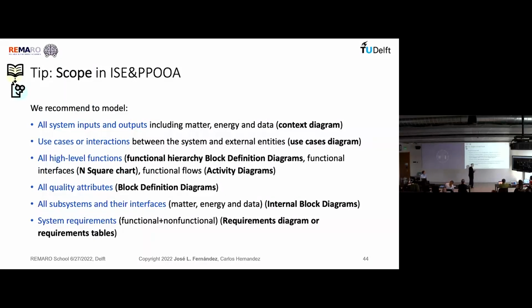So, scope. In this out-in approach, you define the scope. All inputs and outputs should be considered. Second, use cases. If there are interactions between one actor, the other person, and the phone, you need to model these interactions, use cases. You need to identify all high-level functions of your system.